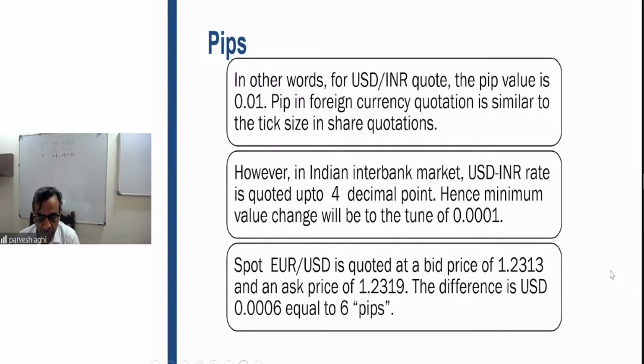So, for example, yes, it is called a spread also. But the spread is how many pips? 6 pips. Okay. Let's look at this. Euro USD is quoted at a bid price of 1.2313 and the ask price is 1.2319. The difference is 0.0006, equal to 6 pips. Okay. So Satish Kumar, you're right when you say it's a spread, basically, but how we are saying it is that the difference is 6 pips.